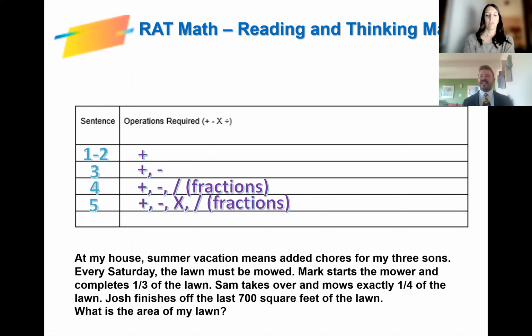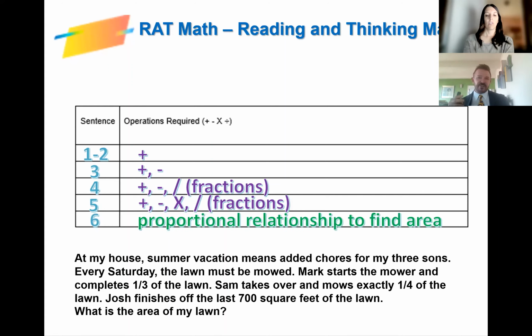Once it asks, "What's the area of the lawn?" I know that I'm going to have to set up Mark and Sam and their part, which is that 1/3 plus 1/4. And then I've got Josh, which is a totally different entity of that 700 square feet. So by the end, I know I've got 2 fractions that I'm going to have to deal with in order to figure out what happens in this particular problem.